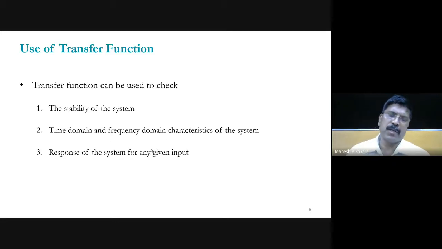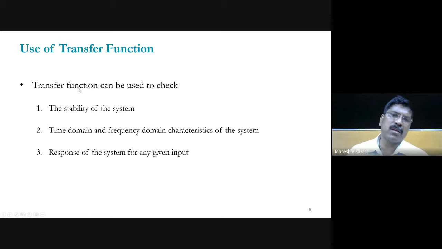What is the transfer function? Now, what is the use of the transfer function particularly? The transfer function can be used to check the stability of the system. We'll see in our fourth chapter how we are going to investigate the stability of the system from the transfer function. So one use of the transfer function is to find out the system stability; we need a transfer function of that system. The second use is that time domain and frequency domain characteristics of the system can be determined from the transfer function. Means we can determine the time domain characteristics as well as the frequency domain characteristics of the system from the transfer function.